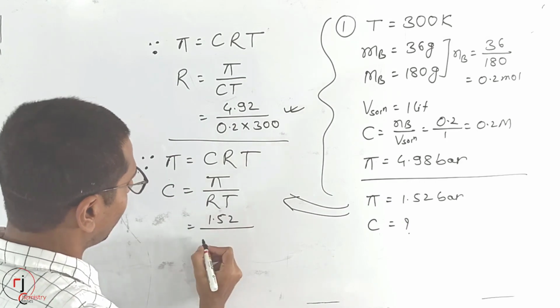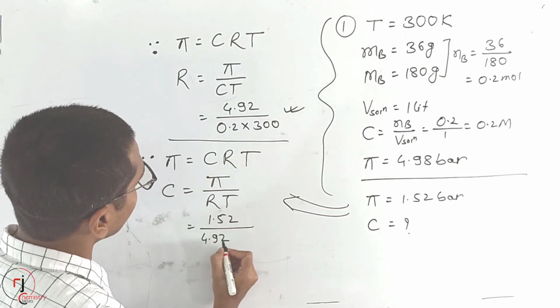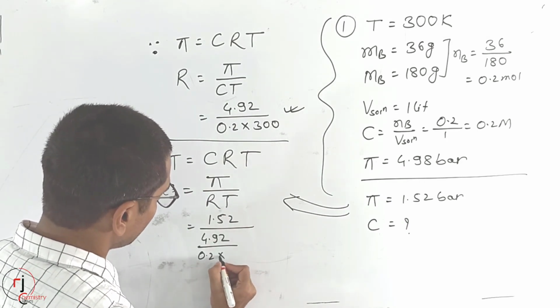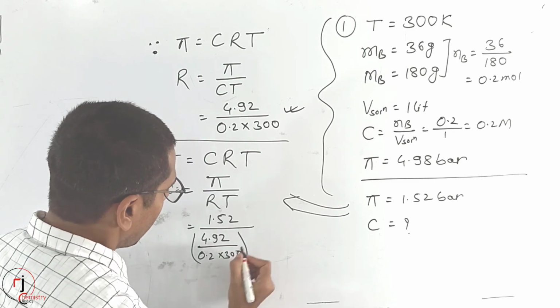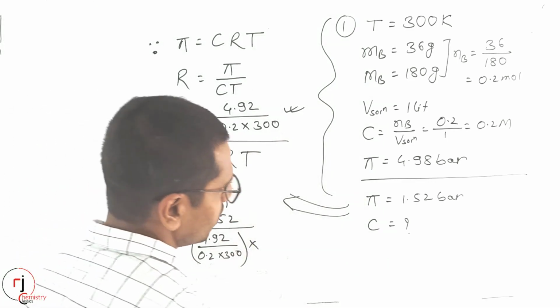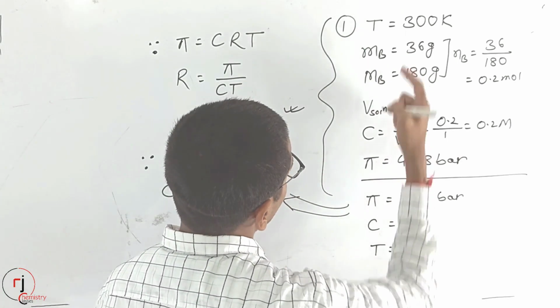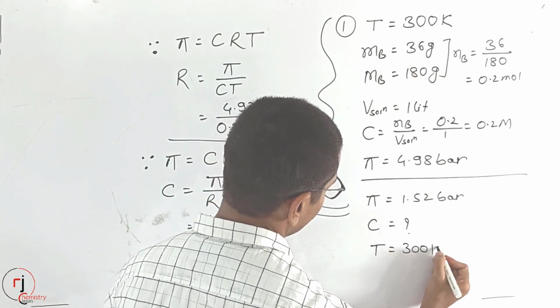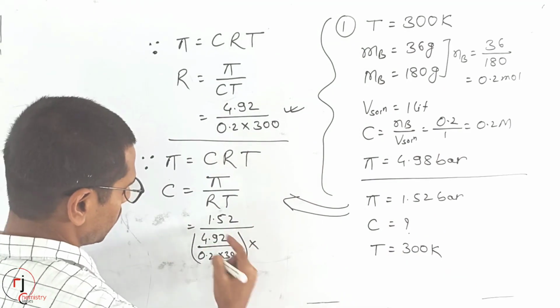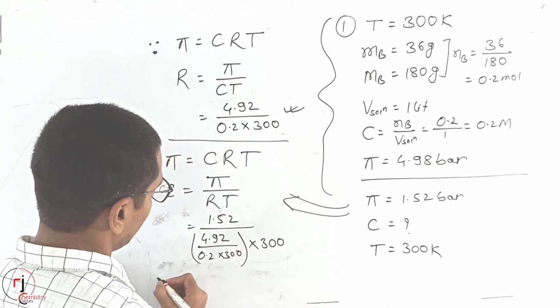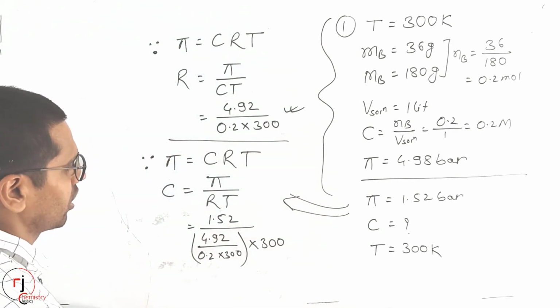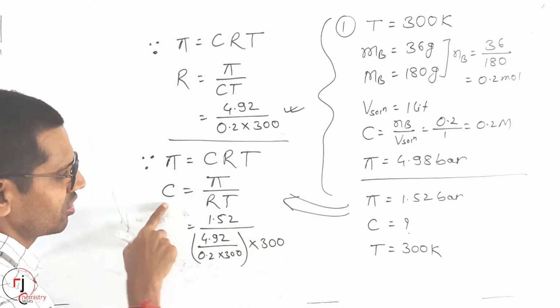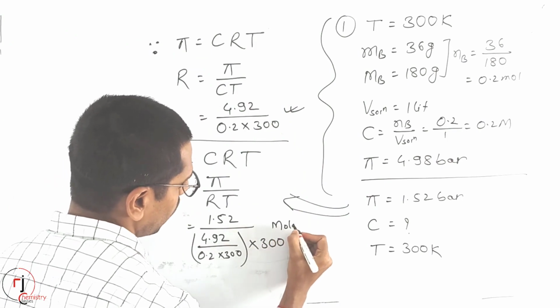What will be the value of R? That is 4.92 divided by 0.2 into 300. And what will be the temperature in the question? It is given that it is the same temperature, meaning in the first case it is written 300 Kelvin. That's why we use the same temperature here also. After solving this mathematical equation, we find the concentration in terms of molarity.